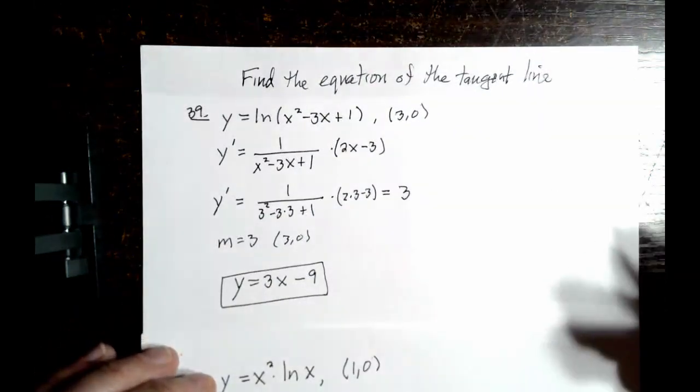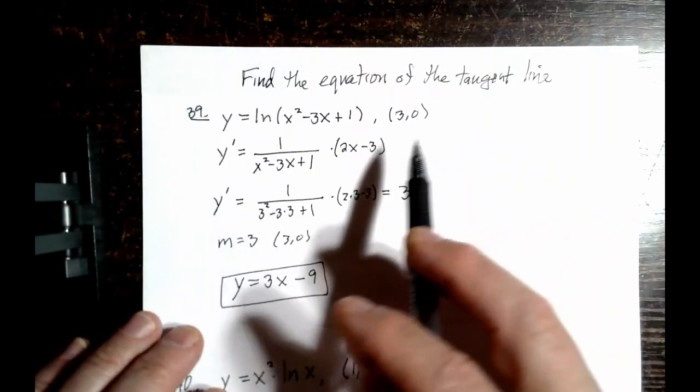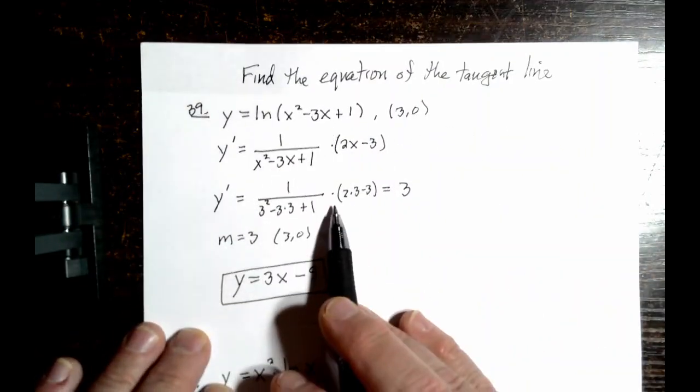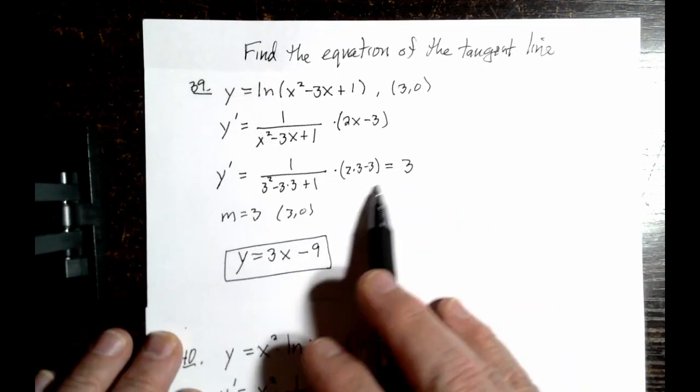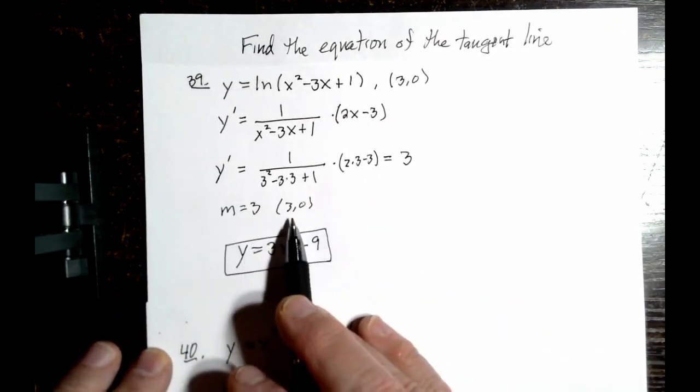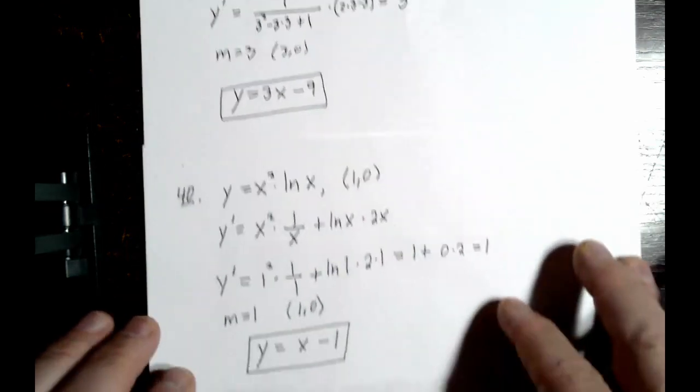Finding the equation of a line, tangent line, this is nothing new to us. We take the derivative, we get our answer, then we plug in 3 for x, and we simplify it down. And once you know your slope and you got your 1 point, you got your answer.